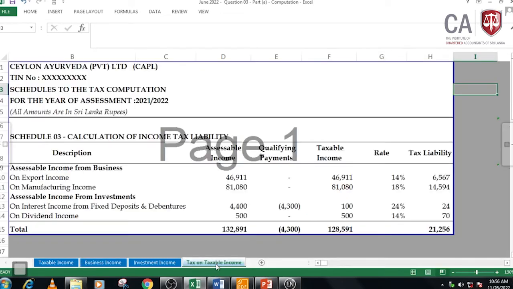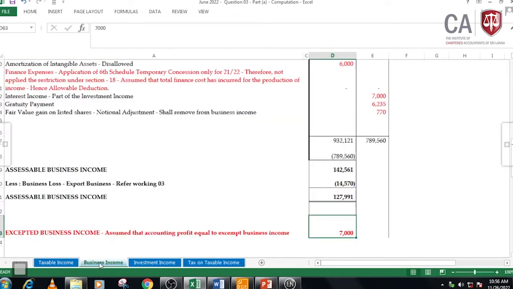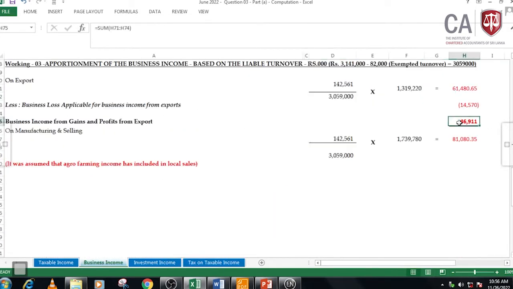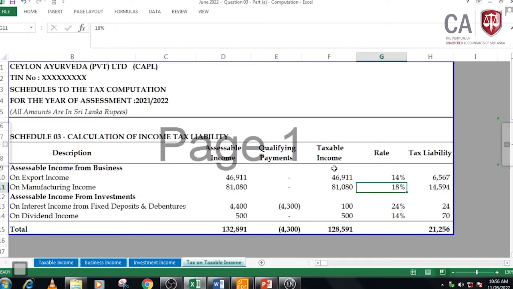Now come to the application of the tax rates. We have dividend income, interest income, export income and manufacturing income under business and the investment. I am going to apply on export 14%, manufacturing 18%. I have taken these two from our calculation, 46 and 81. Then it's 14 and 18, those two rates. Secondly, interest income from the fixed deposits and debentures will be taxed at the higher rate, and dividend will be taxed at 14%.